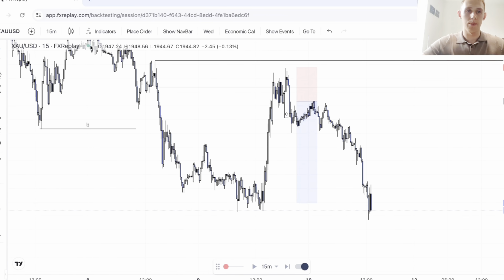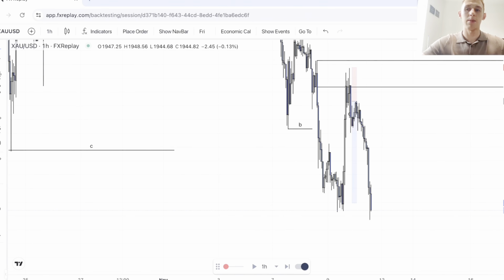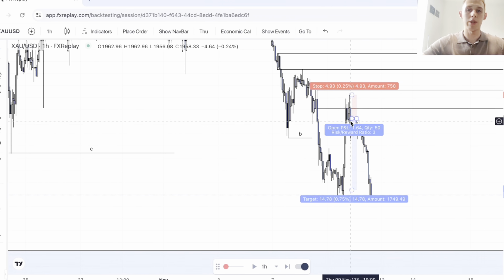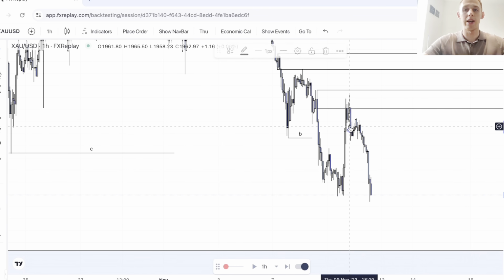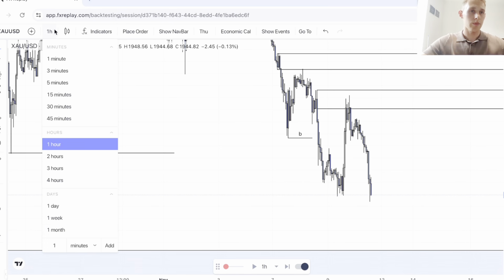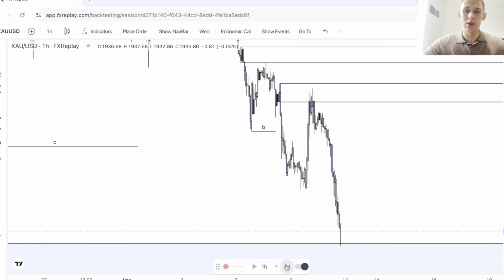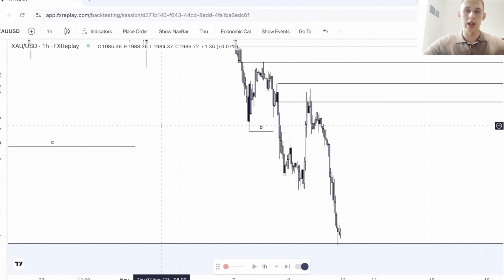Nice, so there we go. Same setup again, very simple. Area of higher time frame supply, lower time frame breaker structure, and then a retest into a key area. So let's have a look. Price is approaching that level now. Cool, so there we go.